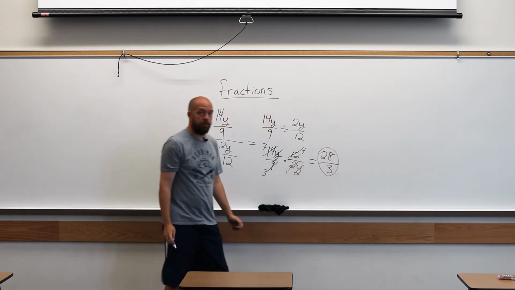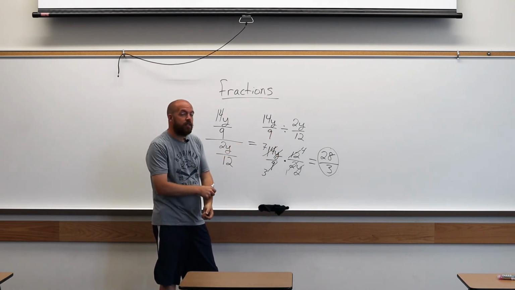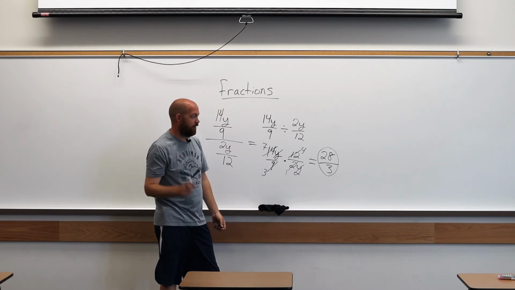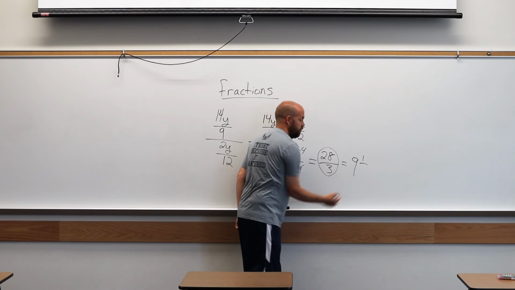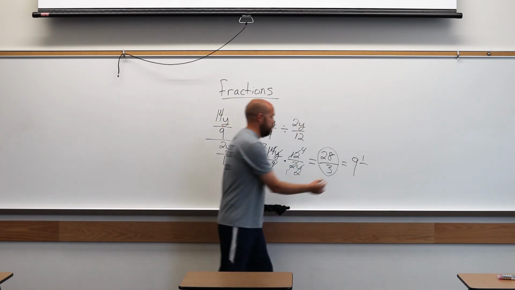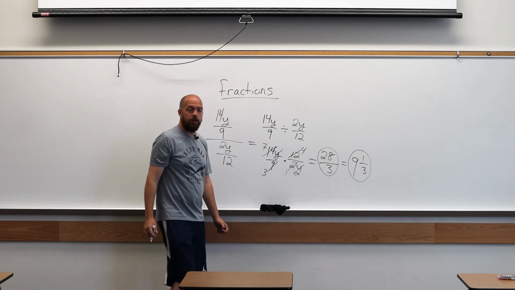If you need a mixed number, divide it. So 3 goes into 28 9 times. How much is left? 1. Because 3 times 9 is 27. So there's 1 left over. So I would have 9 and 1/3 if I needed a mixed number.